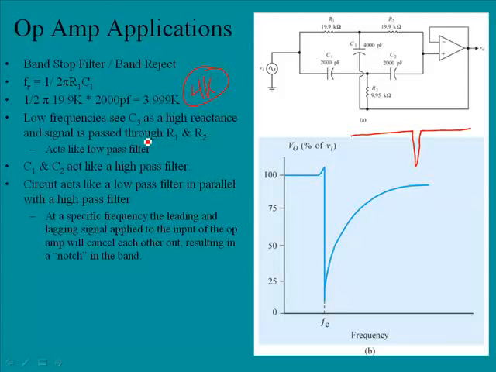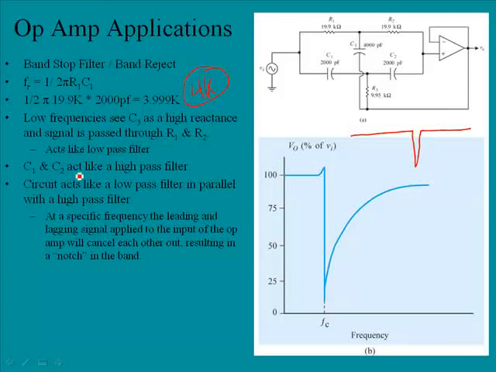Low frequencies see C3 as a high reactance, and the signal is passed through R1 and R2. It looks like a low-pass filter. So going along this branch, this looks like a low-pass filter until you get to a frequency that is high enough that C3 begins to conduct, and then that signal is shunted away from the input down through C3. So the top half looks like a low-pass filter.